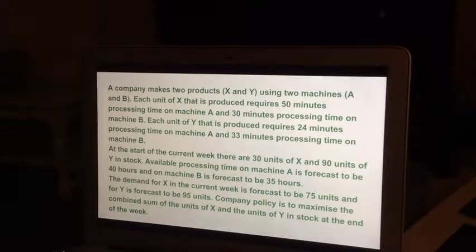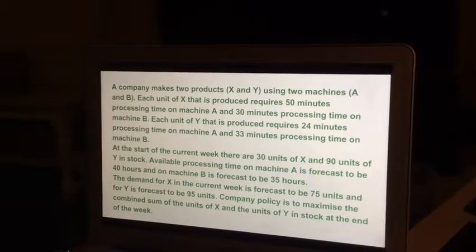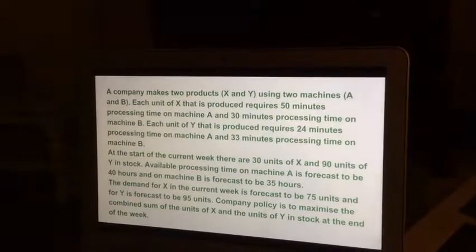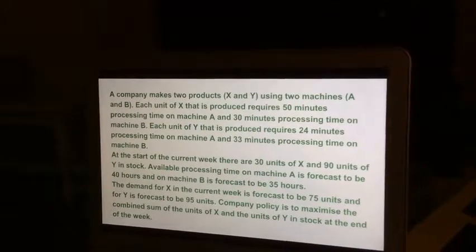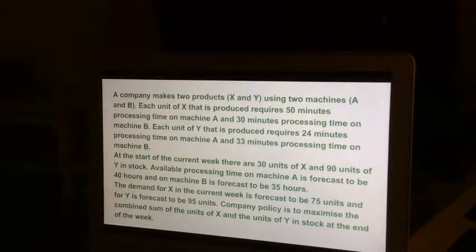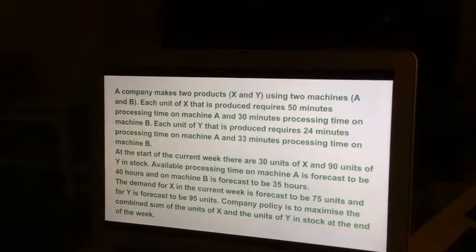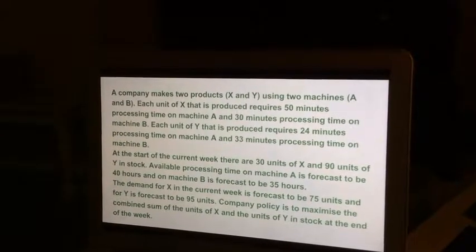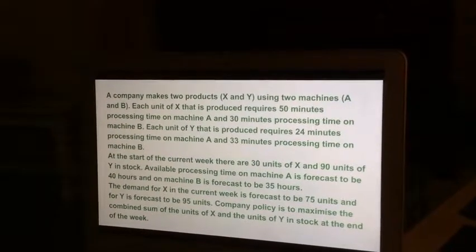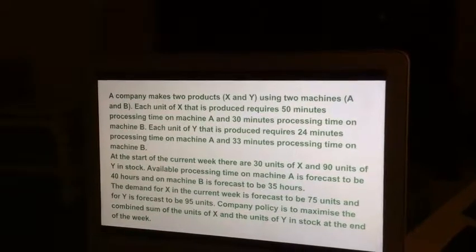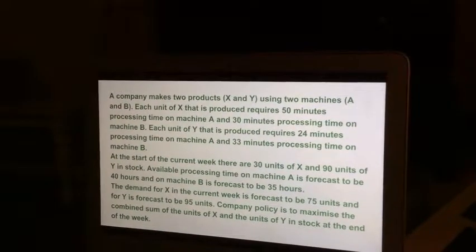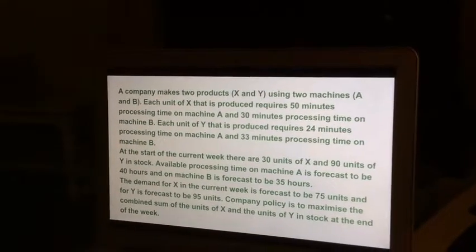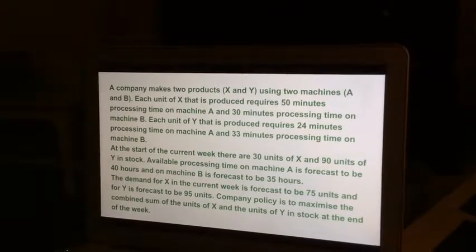At the start of the current week, there are 30 units of X and 90 units of Y in stock. Available processing time on machine A is forecast to be 40 hours and on machine B is forecast to be 35 hours. The demand of X in the current week is forecast to be 75 units, and for Y is forecast to be 95 units. Company policy is to maximize the combined sum of the units of X and the units of Y in stock at the end of the week.